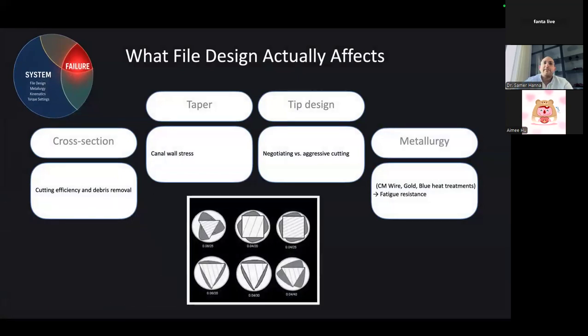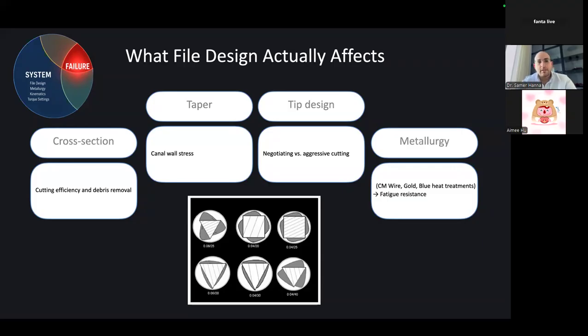If we go to the system failure for the file, there are different areas we can discuss, and we discussed them before, but today we'll just take a very quick look at them: the different parts of the file design, when we are choosing the system we want to work with, affect the outcome of our treatment. First thing is cross-section. What is the cross-section that we're working with? Whether it's rectangular, triangular, S shape, different cross sections were introduced. This will affect the cutting efficiency, the debris removal, the flexibility of the file, and the areas that are not touched within the canal.